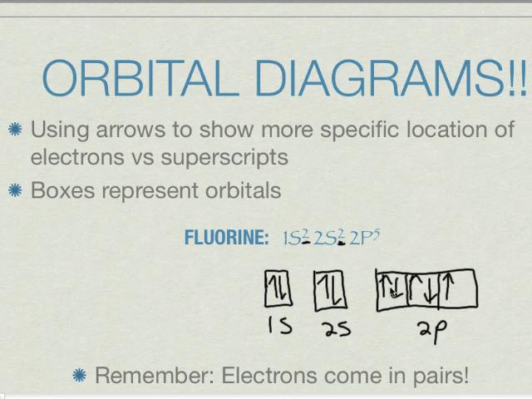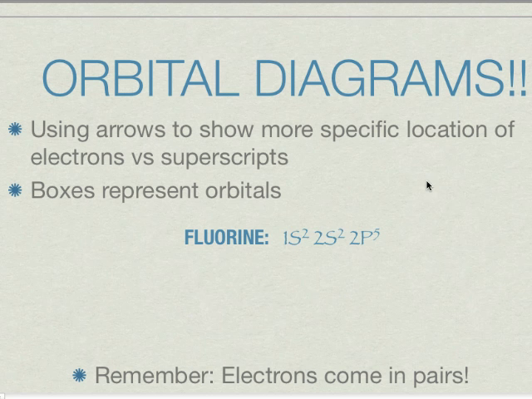So 1, 2, 3, 4. There are 5 different orbitals there. Electrons come in pairs, so they get paired up, and then some of them are by themselves because fluorine doesn't have a full sublevel. Now we know fluorine has 5 orbitals, and one of those orbitals is only half full. Now you can see where all 9 of those electrons are at, more accurately. Okay? So let's look at some rules.